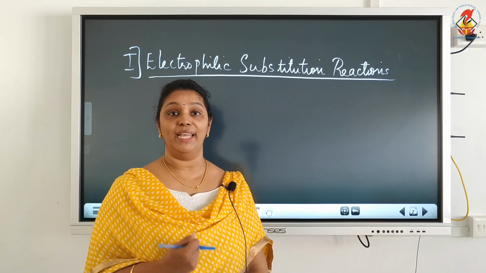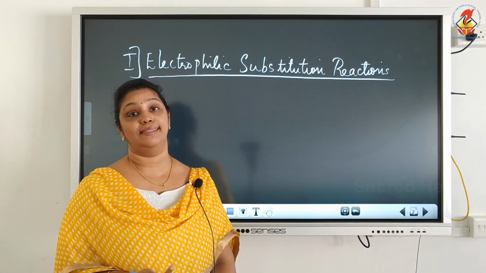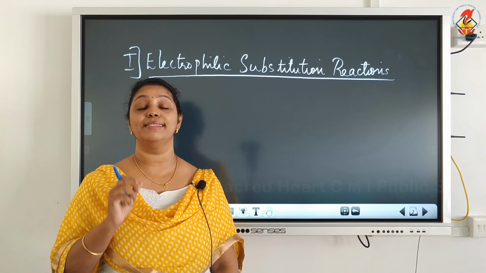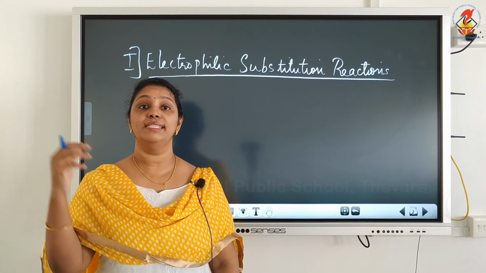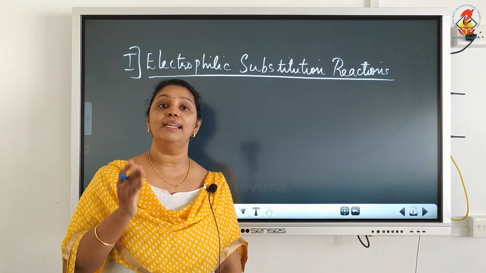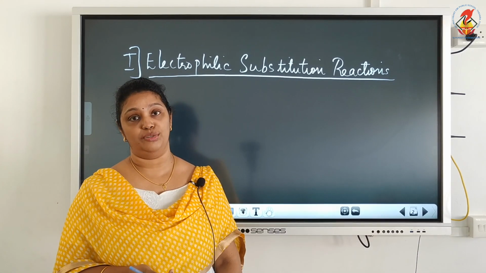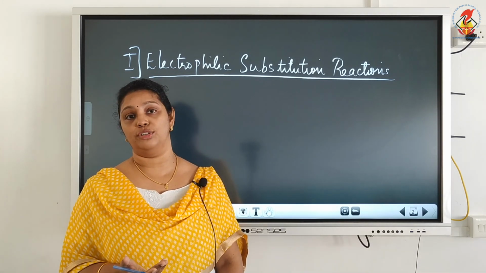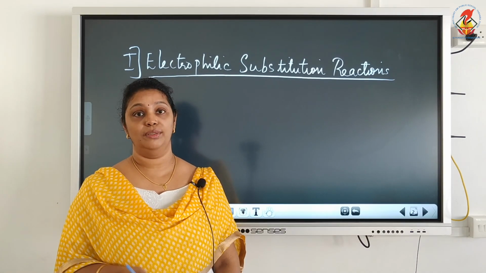Now, why does benzene undergo electrophilic substitution reactions easily? We know that the benzene ring is rich in electrons because there are 6 pi electrons present inside the benzene ring. So, these electrophiles, which are electron deficient species, can easily come and attack or attach to the benzene ring. Whereas nucleophiles, we know, are already rich in electrons. So, they will not be easily attracted to the benzene ring. So, that is the reason.